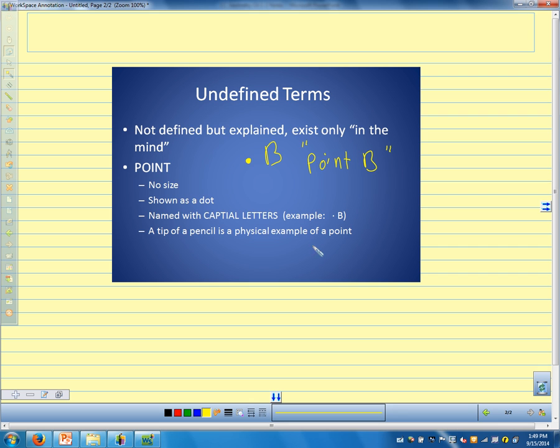Something the size of a car, maybe. Now, if we're looking at a map from outer space, a car might be a point. But if we're looking at a car in the parking lot, we don't think of a car as a point. Outer space isn't a point. That's a non-example. So that's our first undefined term, a point. Undefined, has no size, we show it as a dot, and we name it with a capital letter. So those are our important facts or characteristics.